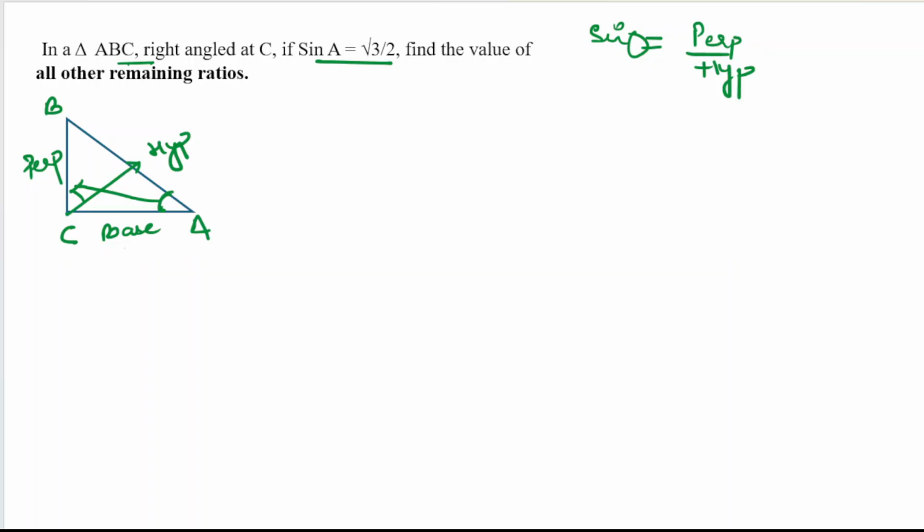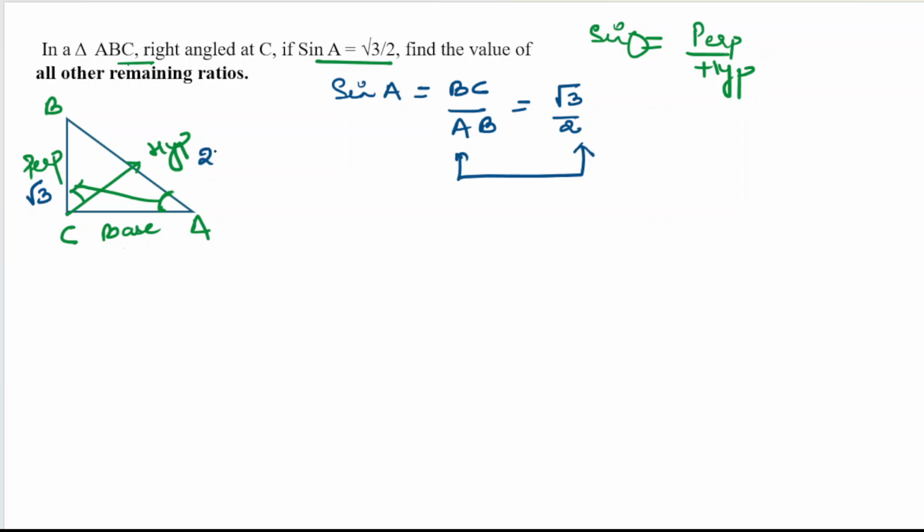So sin A is equal to BC, perpendicular, upon hypotenuse, divided by AB. Okay. And what is sin A? It is given to you, it is equal to root 3 by 2. So from this ratio, you will have sin A equal to BC divided by AB, equal to root 3 by 2. So BC is root 3 and AB is 2.